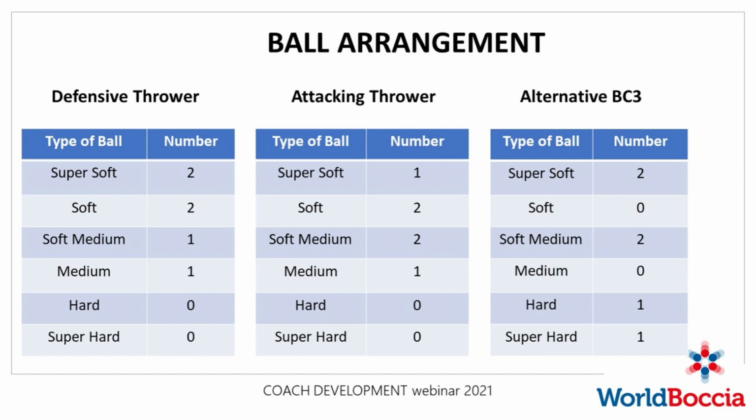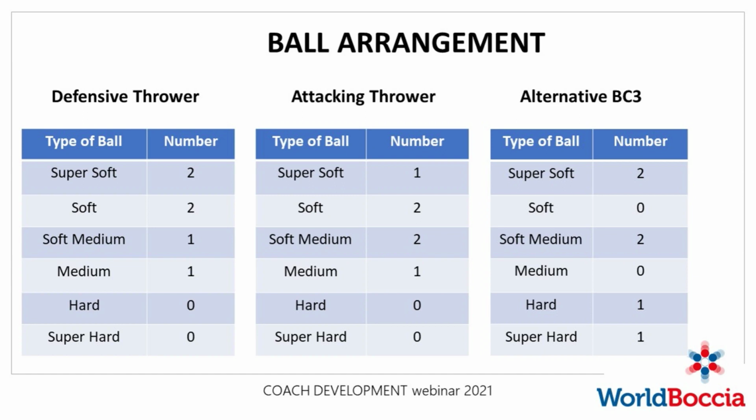Where if we compare this to an attacking thrower, they may actually use, down here where it says medium, that should say 2. So they may add in an extra medium ball, and that gives them an extra ball for the purpose of being able to play push-ons, push-offs, or smash shots in order to just manipulate the jack and the balls that are on court a little bit more.